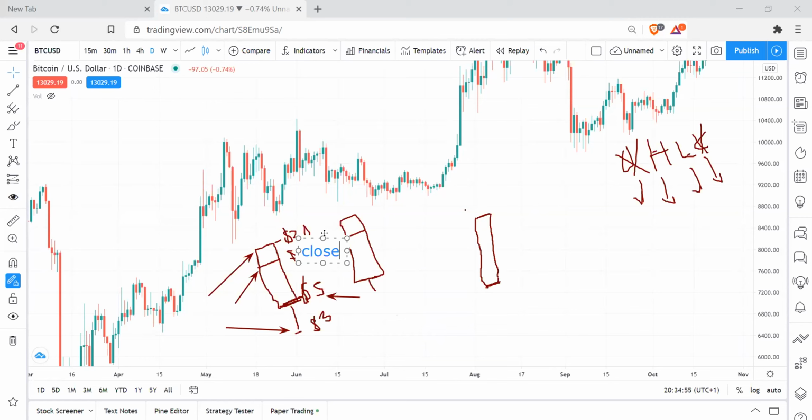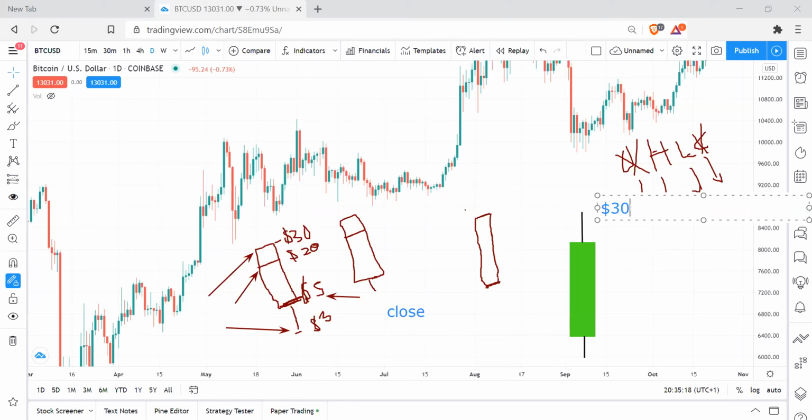So how would a candlestick chart represent this? It would look something like this. You see this? What would this highest point be? $30. What would this lowest point be? $3. What is this open? The open, yes. Where we actually began trading from, $5. And where did it close at the end? $20.